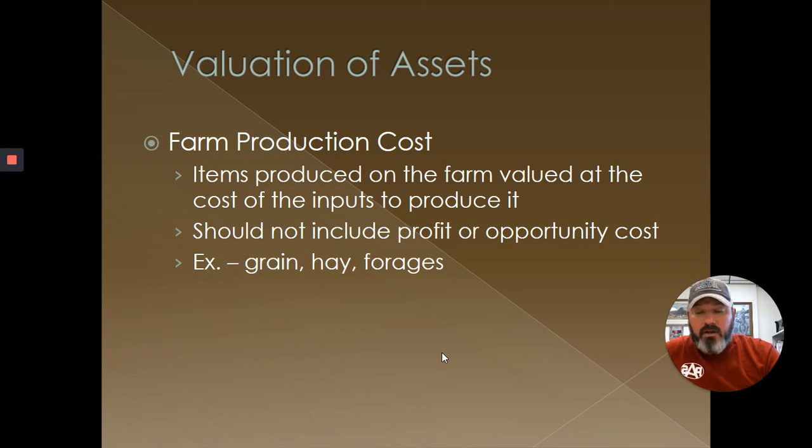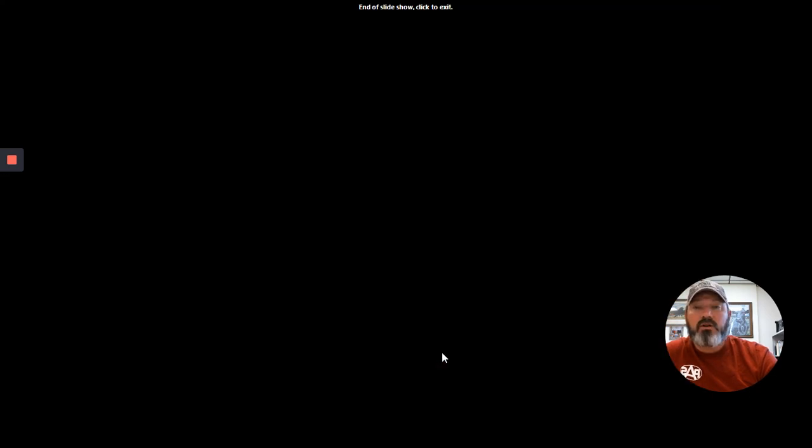Okay, we also have farm production costs, and those are items produced on the farm valued at the cost of the inputs to produce it. So grain, hay, and forages. These things do not include profit or opportunity cost.